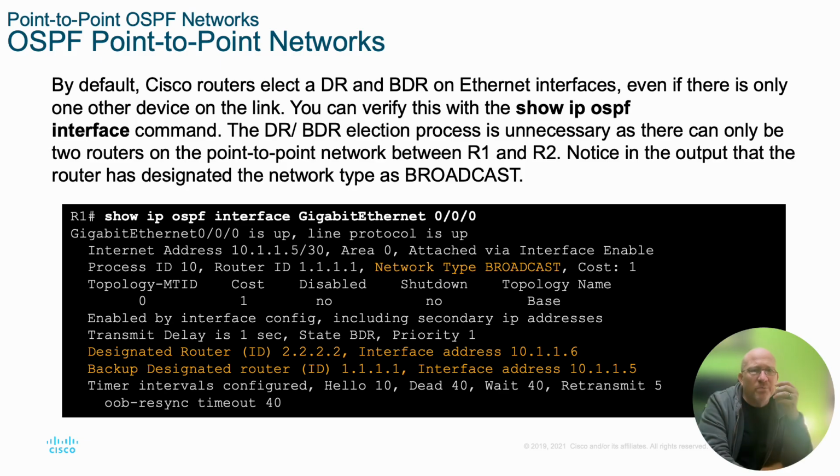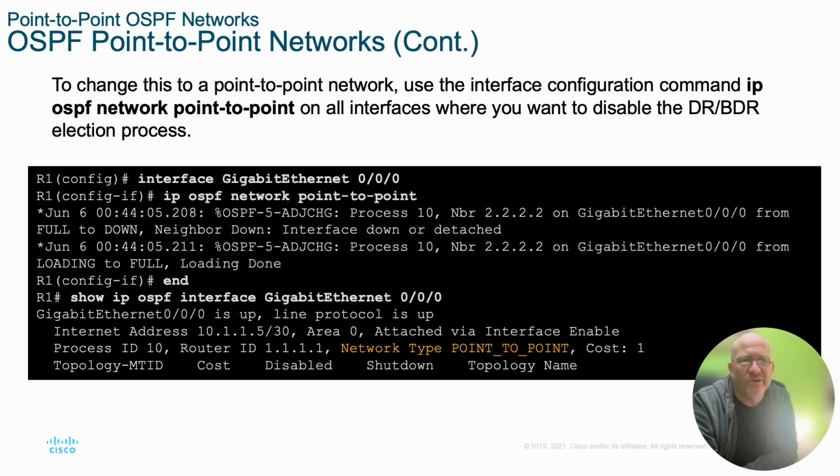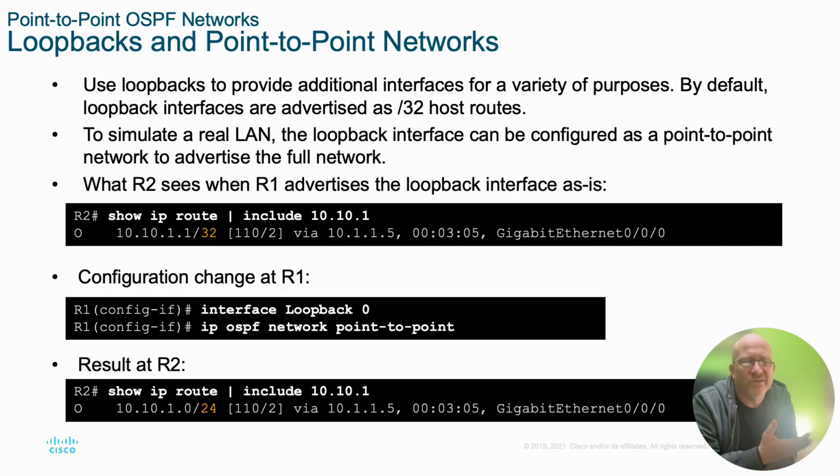On OSPF point-to-point networks, you're not going to get a DR-BDR election process. So basically, once they realise that there is no other devices on the system, it just sets itself up as a point-to-point configuration. That's actually quite simple, and I'm actually going to show that in my configuration example after this video.